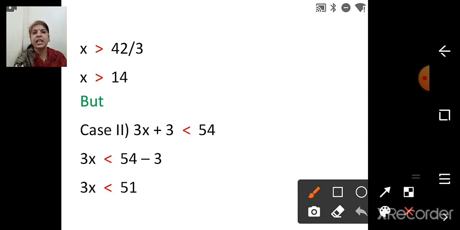But now which is the second condition? That is case 2. Their sum is less than 54. So 3x plus 3 is less than 54. In the same way we will be solving it. 3x is less than, now you know positive 3 is going to the other side. So it will become minus 3. So 3x less than, solve it with the same sign. So it is 54 minus 3. Now it is 54 minus 3, it is 51. 3x less than 51.